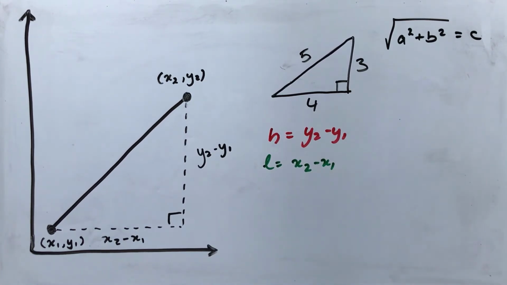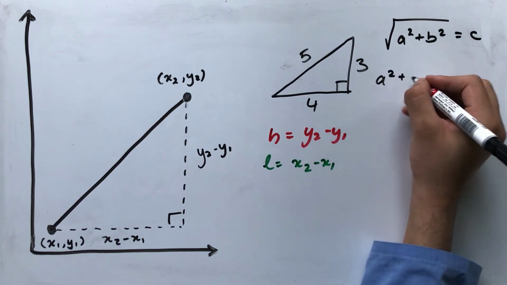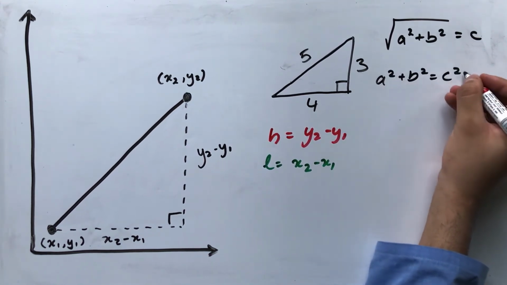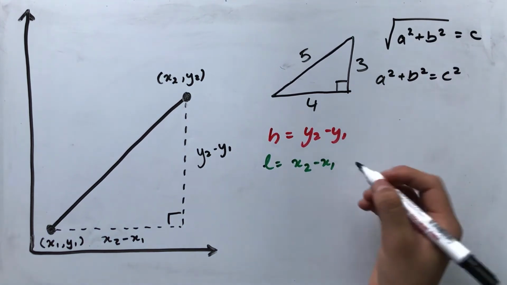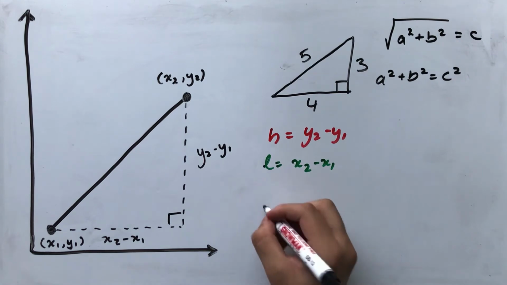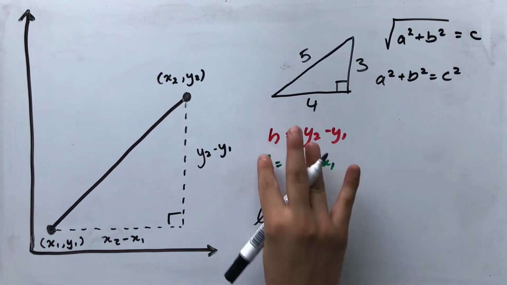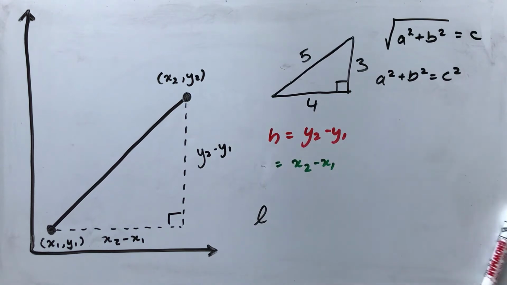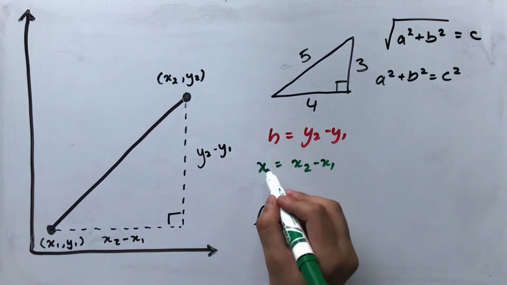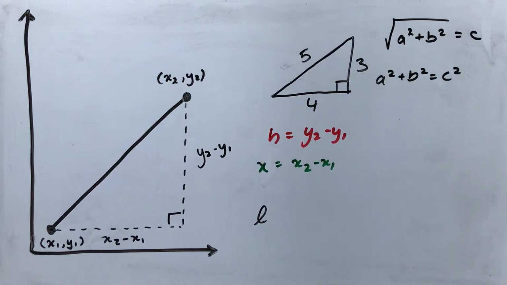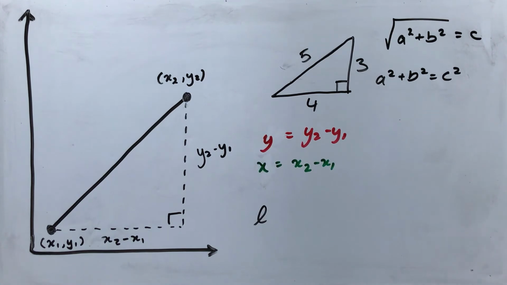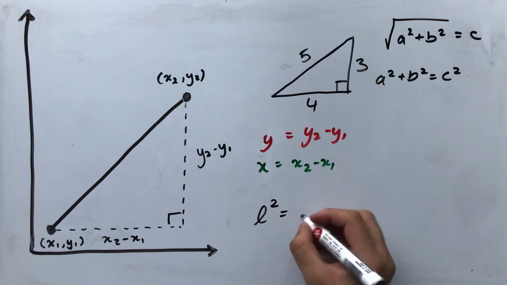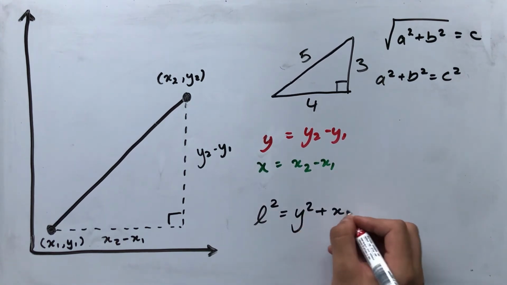And just so I don't mix you up, the basic Pythagoras theorem is a squared plus b squared is equal to c squared, right? But we just simplified it with the square root by removing the square over here. So we could say that the length of the line, L, let's just call this x, because it's the length of this x part of the line, and we'll call this y. Okay? We can say that the length squared would be equal to y squared plus x squared.